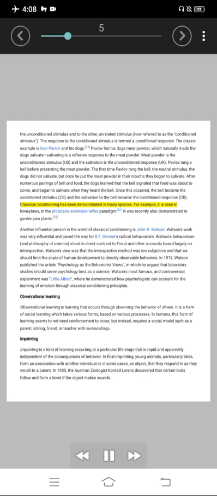Classical conditioning has been demonstrated in many species. For example, it is seen in honeybees, in the proboscis extension reflex paradigm. It was recently also demonstrated in garden pea plants.